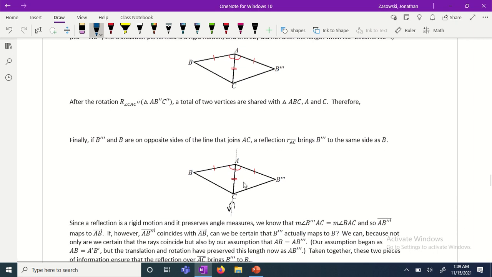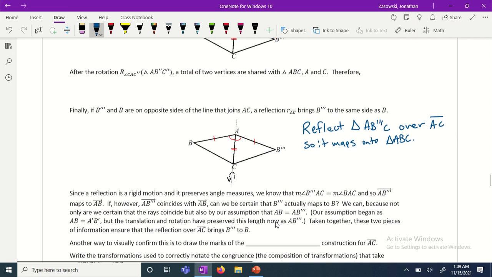Okay, so let's go ahead and describe this one in words. So we're going to say reflect triangle. What's our triangle we have now? A, B triple prime, C, over, what are we reflecting? Right, over what line? A, C, and what do we normally end with? So it maps onto triangle A, B, C, and we're done.